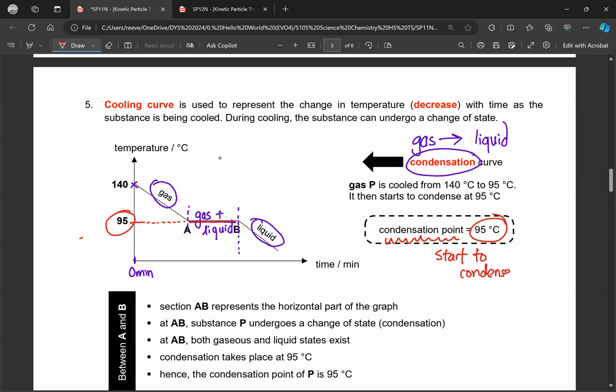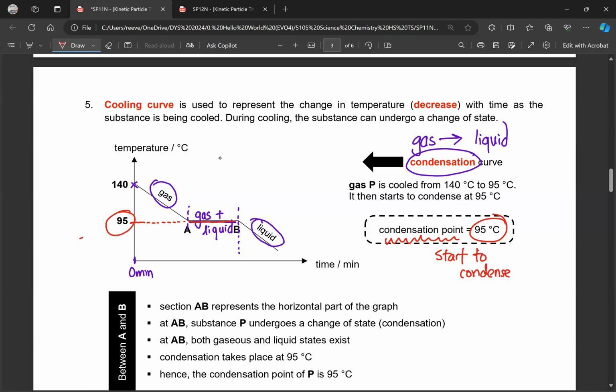Okay? At other temperatures, maybe 140, it hasn't condensed, still gas, very hot. 130 still very hot, still gas. Then 120 still gas. 110 still gas. All the way you need to lower the temperature a bit. 100 degrees, still very hot, still gas. Then maybe at 95, the temperature is a bit lower already. Then it starts to condense.